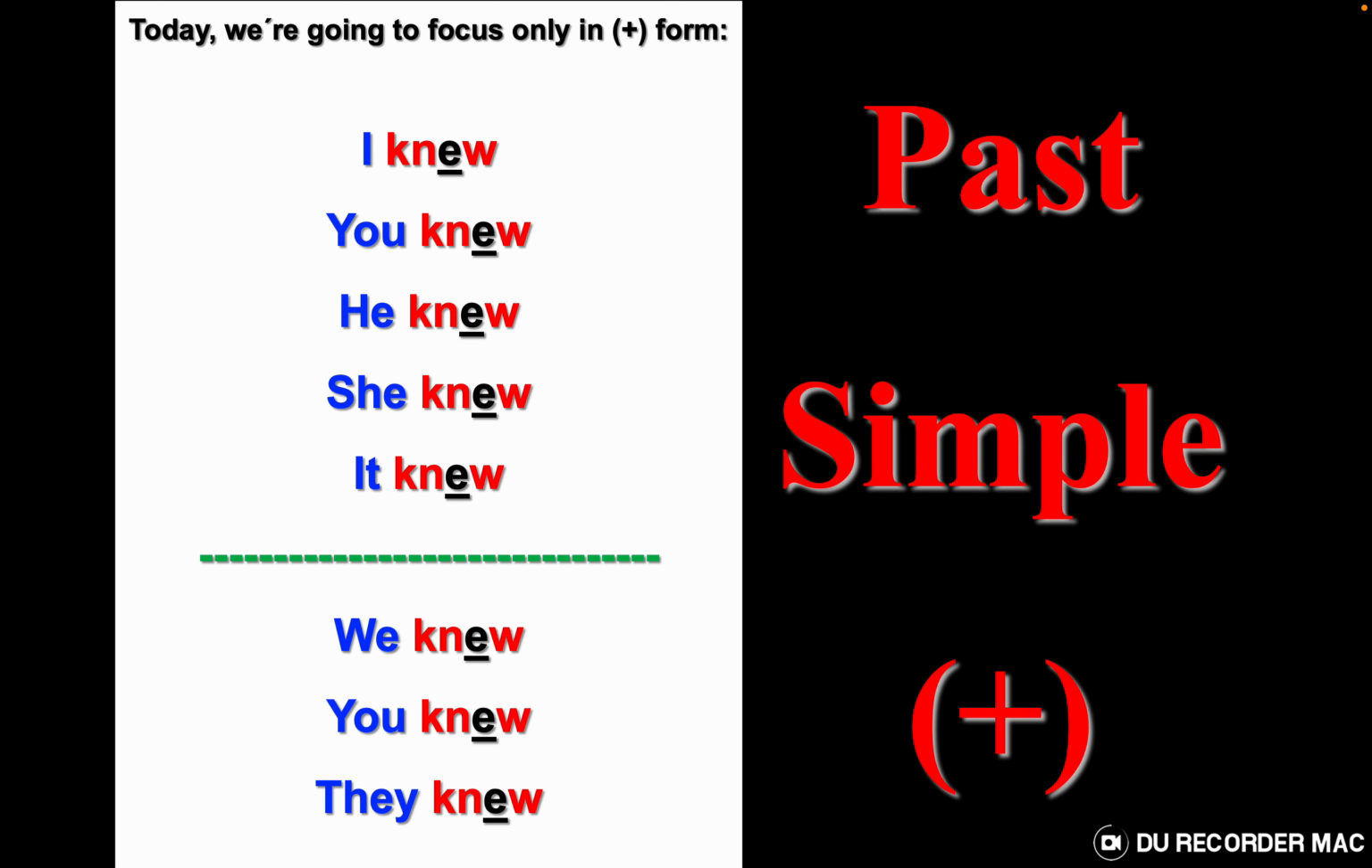Know. So we are going to change O to E, but we pronounce it new, like the adjective new, because K is silent, it isn't pronounced. Let's see knew with all subject pronouns. I knew. I knew that. I knew it. You knew, he knew, she knew, it knew, we knew, you knew, they knew.